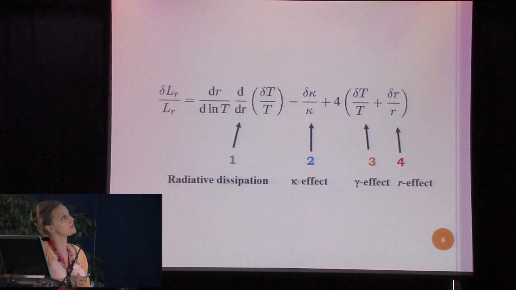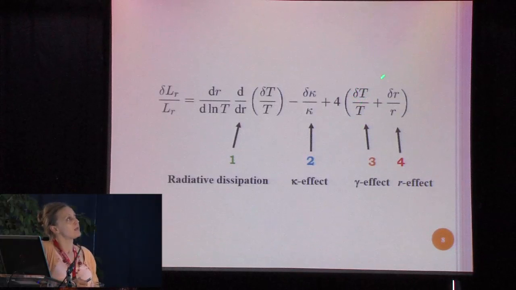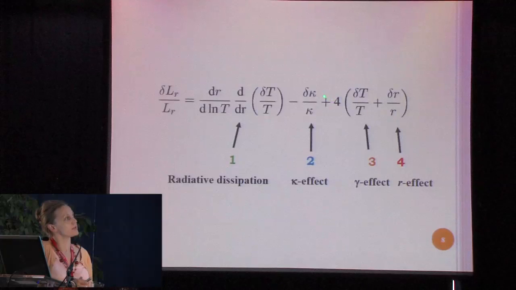This is a damping effect. This is the gamma effect. This is a direct influence of the temperature variation on the luminosity variation. And this is the so-called R effect, termed by Baker. This is a small effect which contributes positively. And here we have, this is the most important effect as for the driving of the stellar self-excitation. This is the kappa effect connected with the perturbation of the opacity.